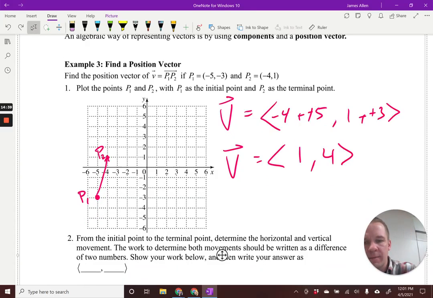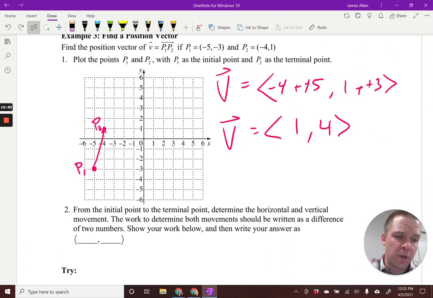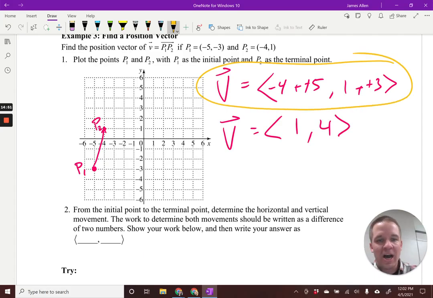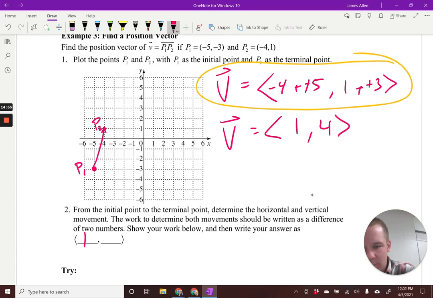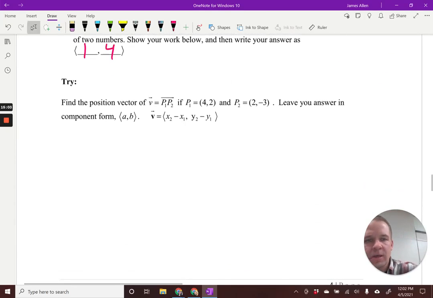All righty. Just realized we did part 2 there. From the initial point to the terminal point, determine the horizontal and vertical movement. That's what we did. And then the work, that would be our work right here. And our answer would be the 1, 4 here for our vector form. And again, you see how they're jagged, right? They're not parentheses. Lovely. All right.